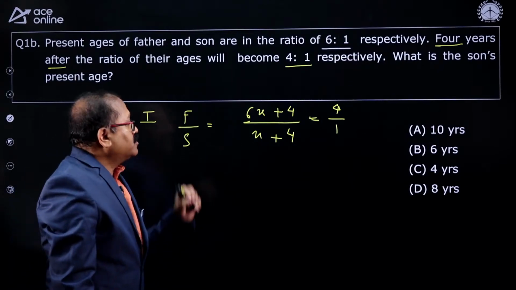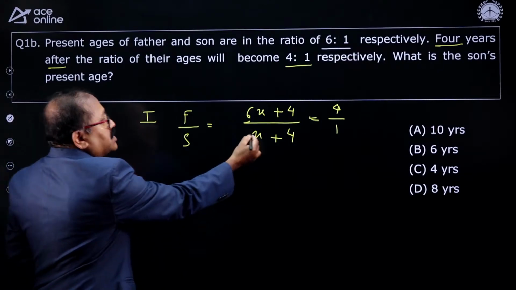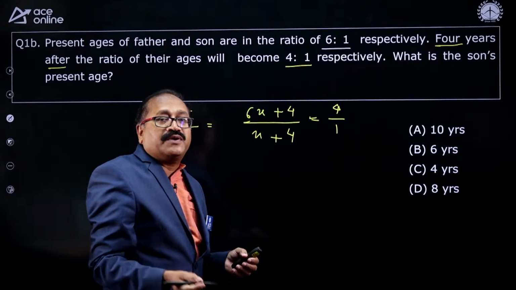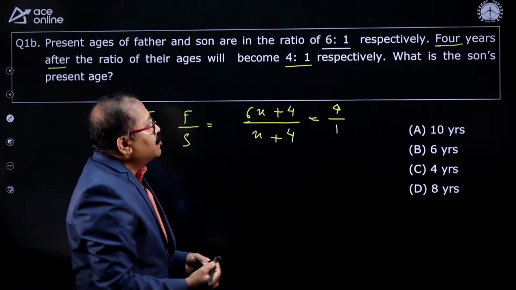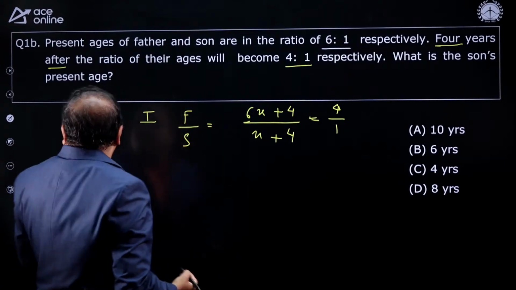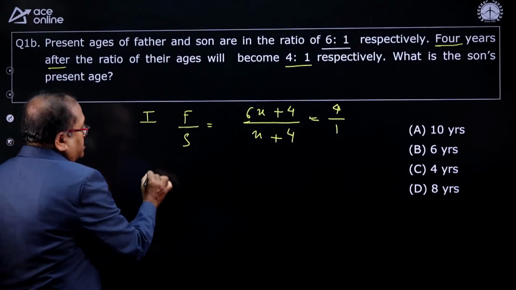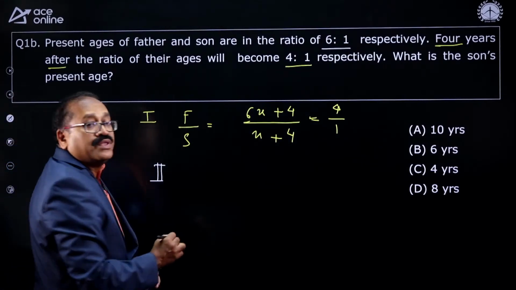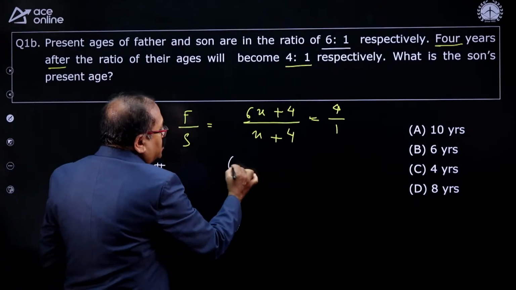Now, by solving this, I will get the x value, and once I get the x value, I will get 6x or x. Then I need to find the son's age. There is another way to answer the question. This is the shortest way. What is the father and son's age ratio?